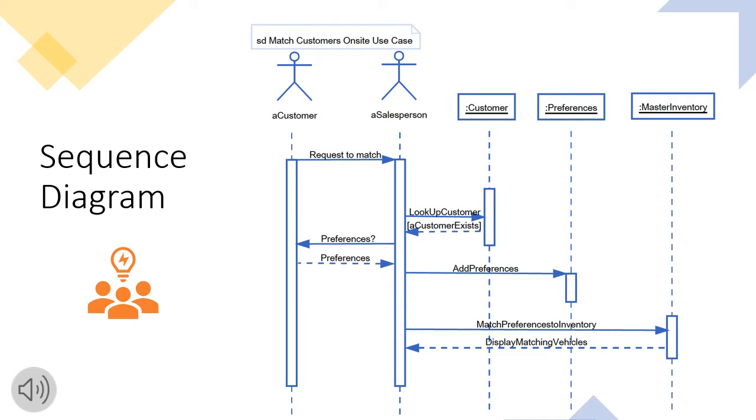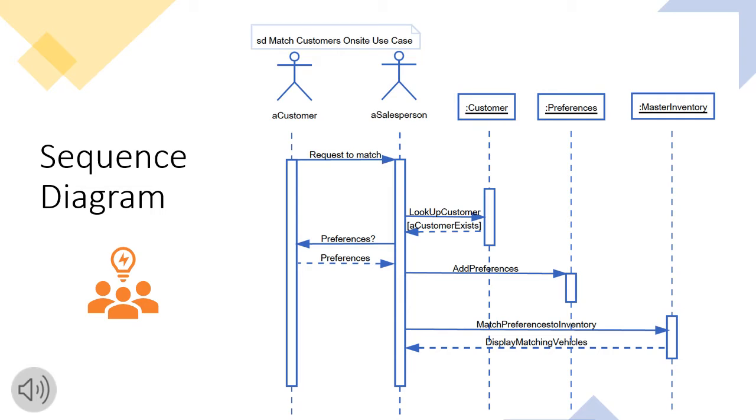Here we have a sequence diagram for matching existing customers to cars. First, we begin with the customer who wants to explore different car options. The request is made to a salesperson, and after talking a bit with the customer, the salesperson uses the car dealership system to look up the customer. After a customer match is found, the salesperson obtains a little bit more information as to what the customer is looking for in a car.